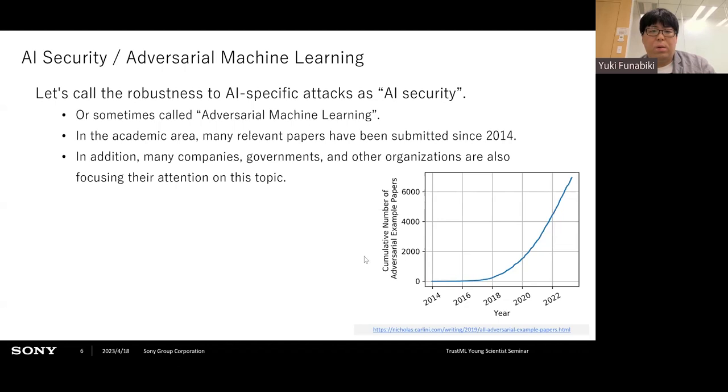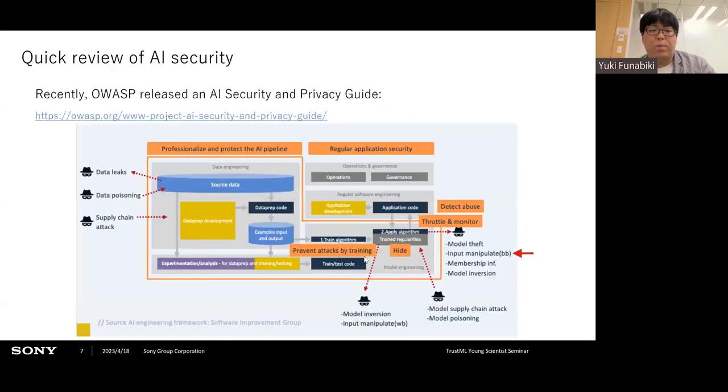And after that, a quick review of AI security. I want to describe what types of attack scenarios exist in the AI security area. Last month, OWASP released the AI Security and Privacy Guide. This is a very helpful resource for researchers, and I will describe it.